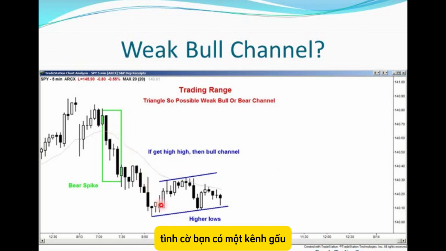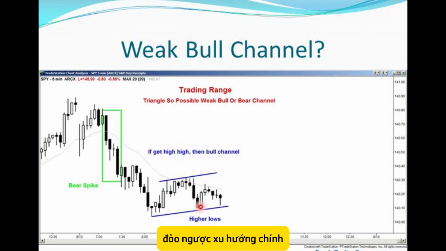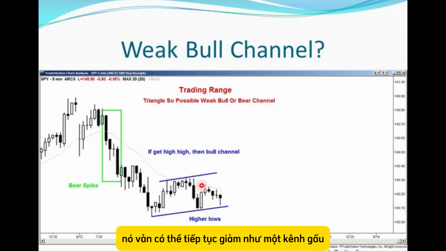Incidentally, you get a bear channel, a trend line break, and a higher low. So right now this is a higher low major trend reversal. So it's a swing long. However, it still could continue down as a bear channel.